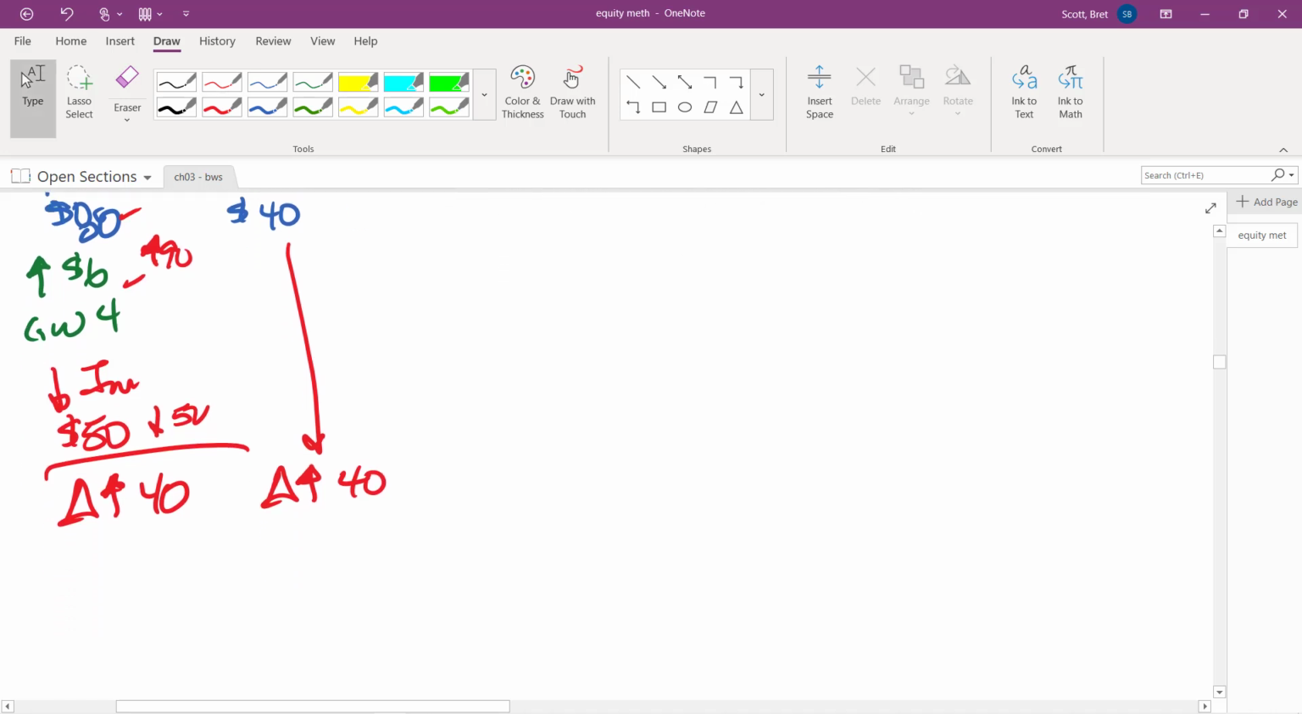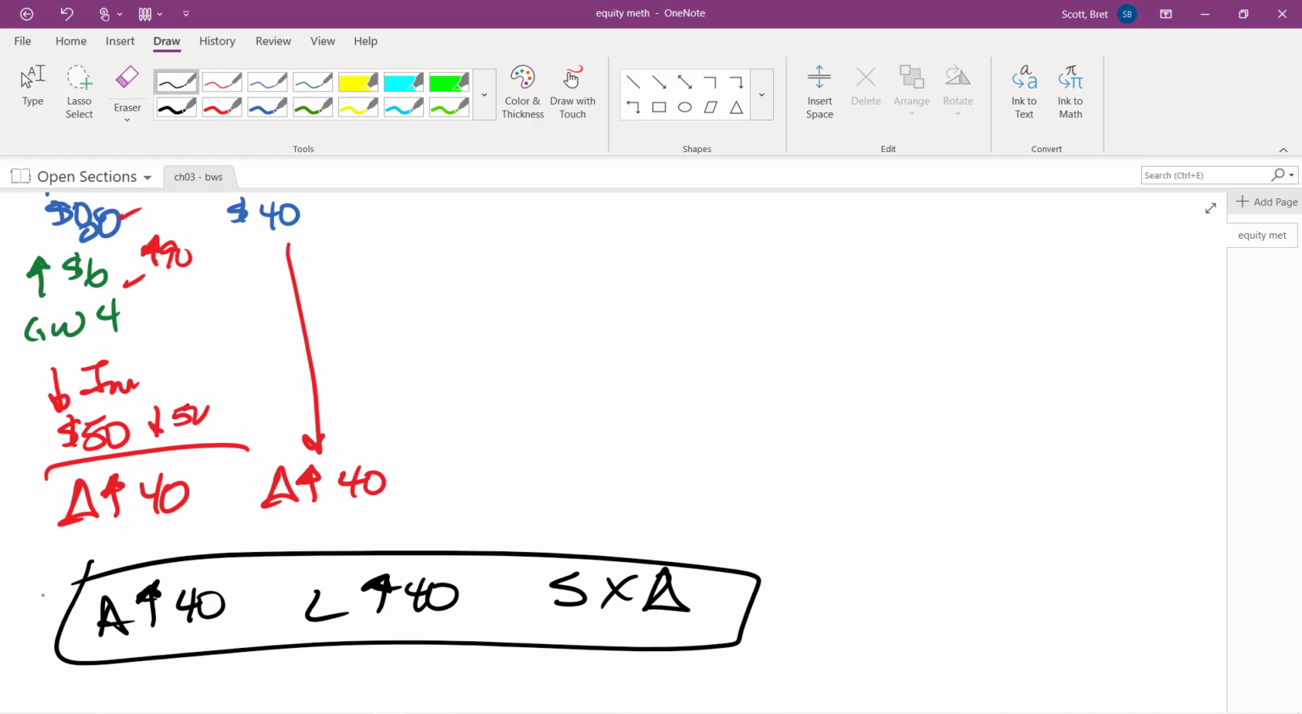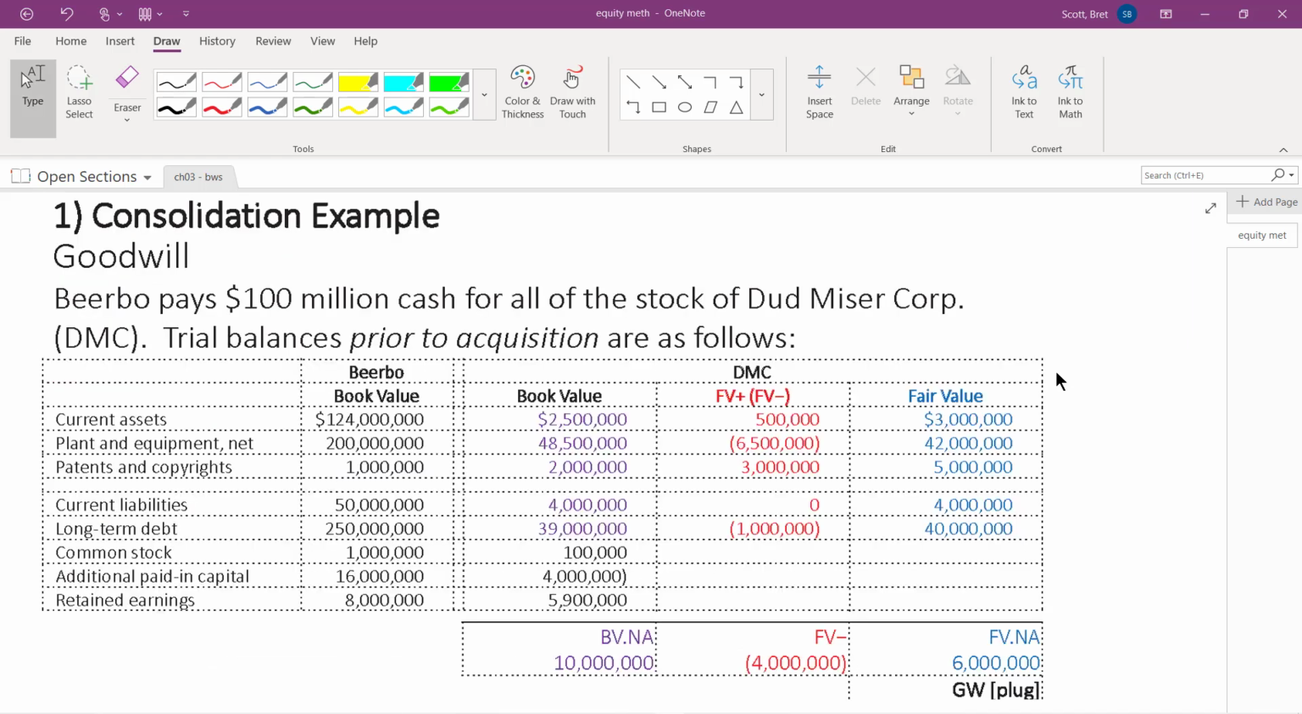So the idea behind this consolidation is to say, look, it's what's called a balance sheet gross up. Assets increase by 40, liabilities increase by 40, and total stockholders' equity, there's no change at all. That's what's going on in consolidation. That's the process we're going through. So I think it's helpful to have that as a visual as we're going forward here. It's always helpful to look at an example.